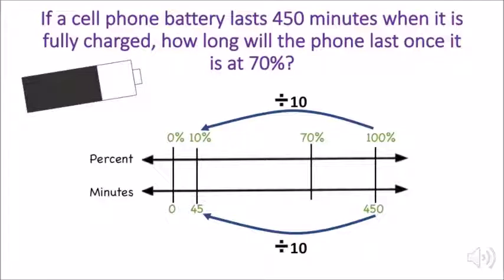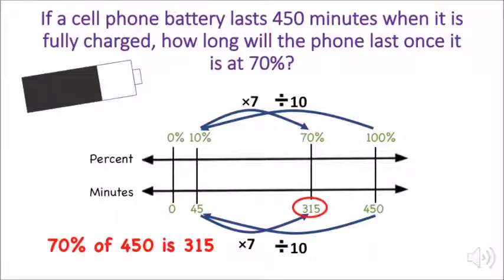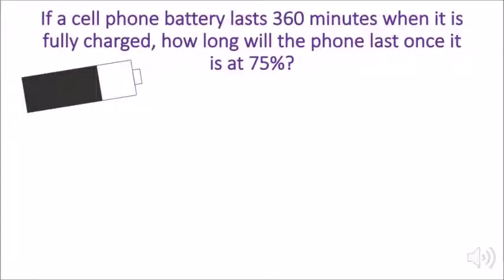To find 70%, I now need to multiply 10% by 7 to get to 70%, and then multiply 45 minutes by 7 to get to 315 minutes. 70% of 450 is 315. Let's look at our last problem.